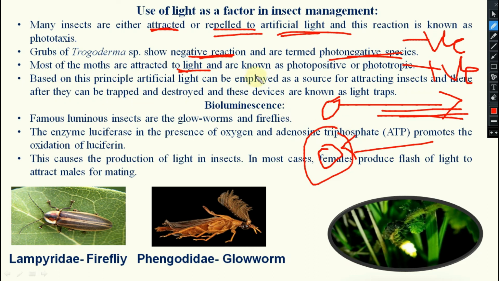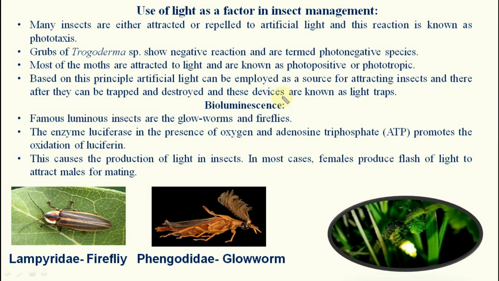Based on this principle, artificial light can be employed as a source of attracting insects in the case of a light trap. And they can be trapped, destroyed, and these devices are known as what? A light trap. Okay. Next one is what? Bioluminescence. This is a factor of light production in insects. Yes or no? Famous luminous insects are your glowworm and fireflies. Here you can see this is the glowworm and this is the firefly. Yes or no? Here the spelling is wrong. That should be firefly.